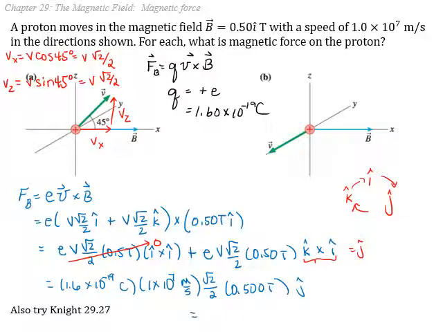So the magnetic force on our proton moving as shown is 5.66 times 10 to the minus 13 newtons in the j direction. Now, if you wanted to, for extra practice, you might do this one finding the magnitude and then using your right-hand rule for direction. We'll go on to the next slide now to do part B.